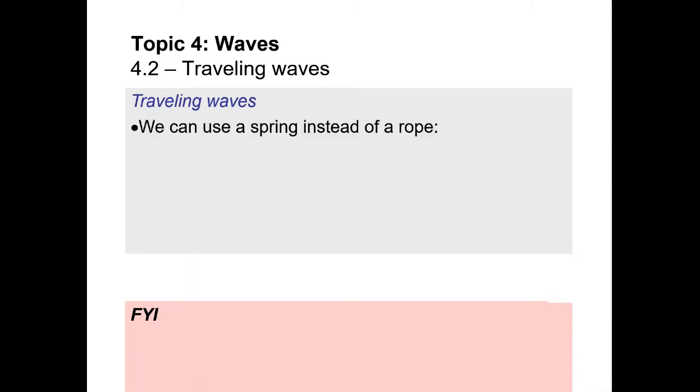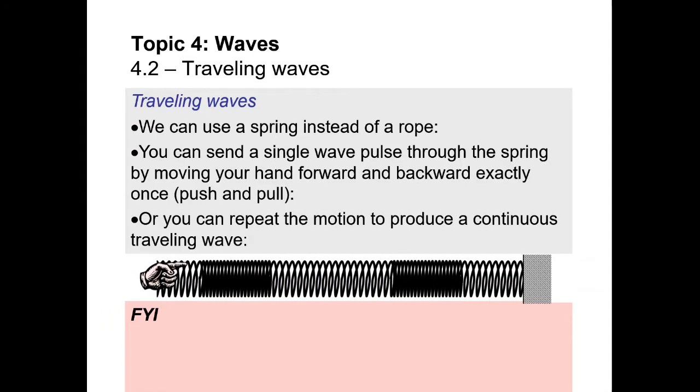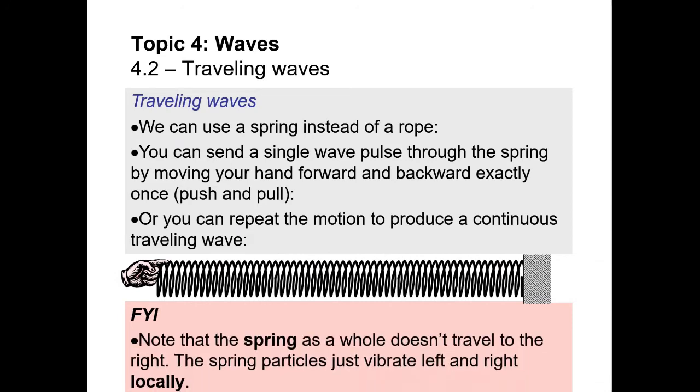We can use a spring instead of a rope. We can repeat the motion to produce a continuous traveling wave. Note that the spring as a whole doesn't travel to the right. The spring particles just vibrate left and right locally.